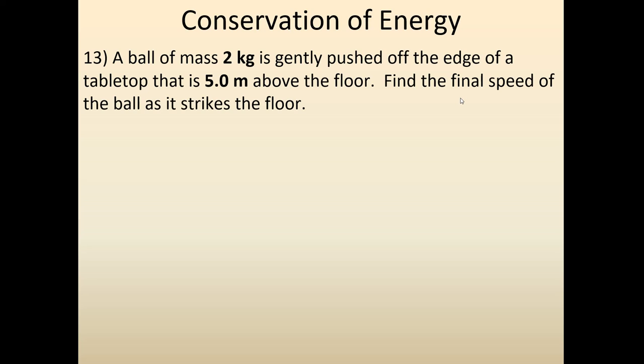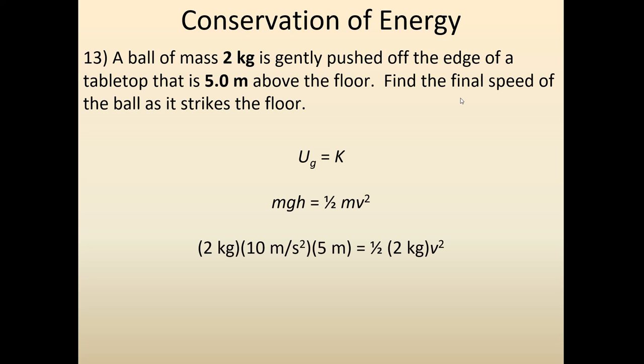So what I'm going to do is, the object starts at the tabletop at some height. So it's going to start with potential. It's going to go to the ground and gain kinetic energy. I can then plug in my equations once again into potential and kinetic. Plug my numbers in. I end up getting that the speed is 10 meters per second. So you should start seeing the pattern here.